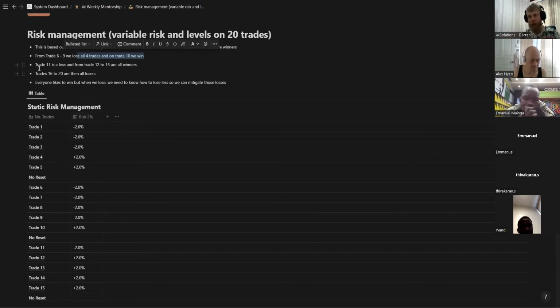Looking at this, trade 11 is a loss, and trades 12 to 15 are all winners. So basically, we've lost from trade 6 all the way to trade 9, trade 10 is a win, then trade 11 is a loss. So we just won, and now we lost. And then from trades 12 all the way through 15, we go on a winning streak. We get 4 trades that win in a row, and that can happen also, which is a euphoric state. We'll feel great about ourselves and unstoppable if we now win 4 trades in a row.